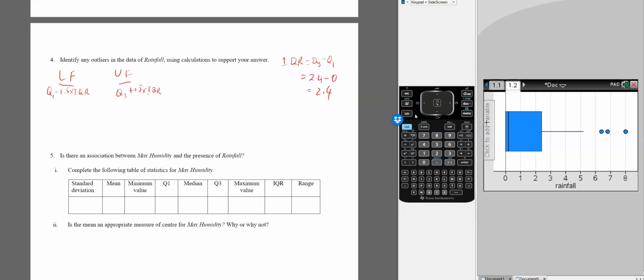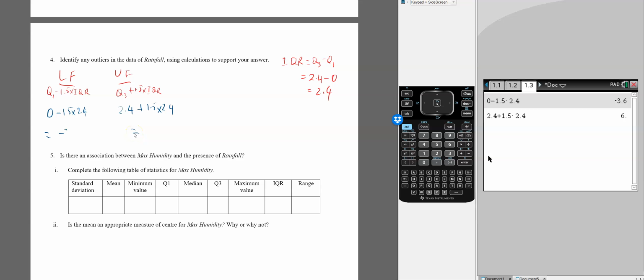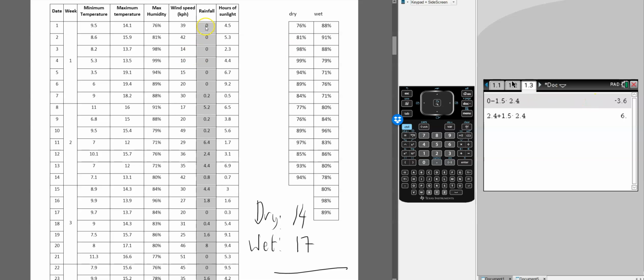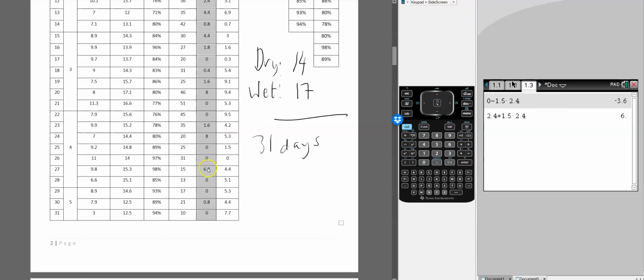Alright, so let's plug in a couple of values now to aid with our analysis. So the lower fence is 0 minus 1.5 times 2.4. And the upper fence is 2.4 plus 1.5 times the IQR, which is 2.4. Yep. And so our lower fence is negative 3.6 and our upper fence is 6. Okay, so now that we've got our upper fence and our lower fence, let's investigate our data and see if anything is less than negative 3.6. No, nothing is less than negative 3.6, which means that there are no lower outliers.